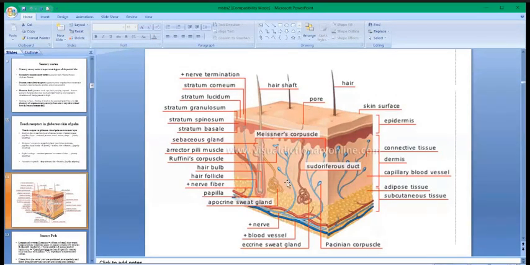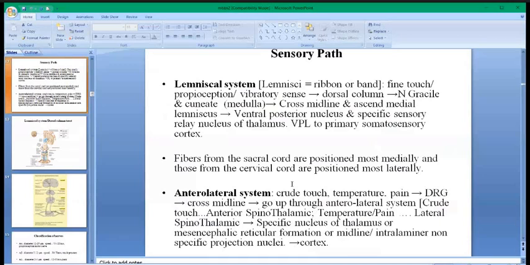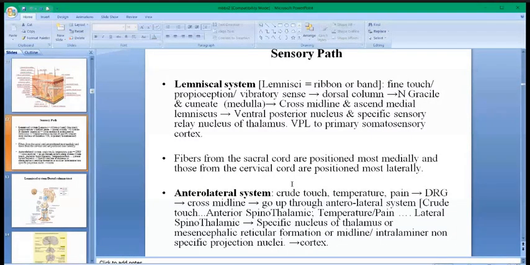Now, in any good anatomy or physiology book, you will find where the Meissner's corpuscle is, where the Merkel's disc is, etc. Right? So I am going to another topic. Now we come to the lemniscal system, the sensory pathway: the lemniscal system and the anterolateral system, right? Sensory pathway.